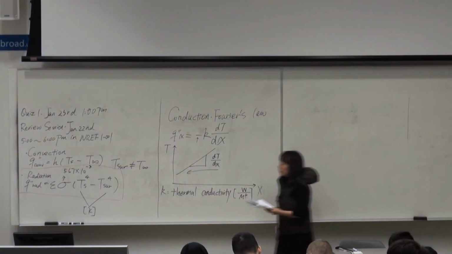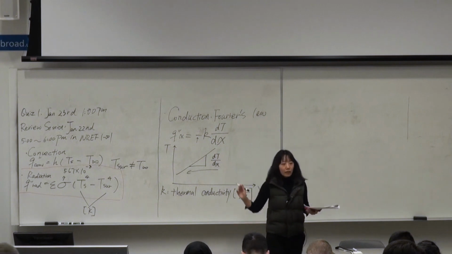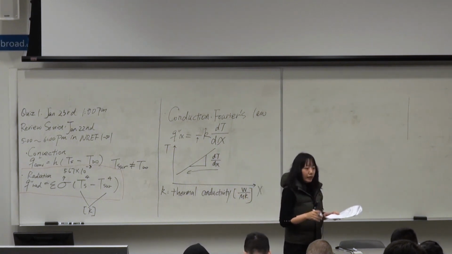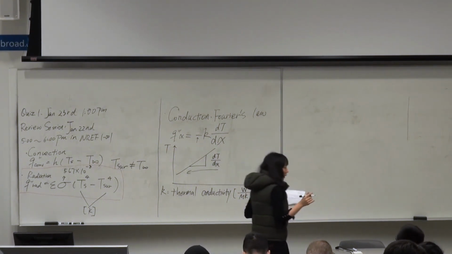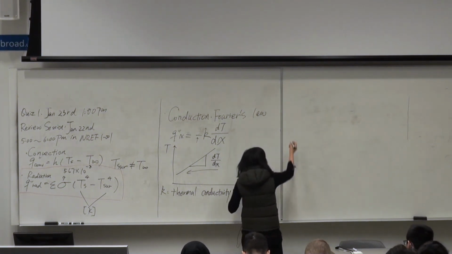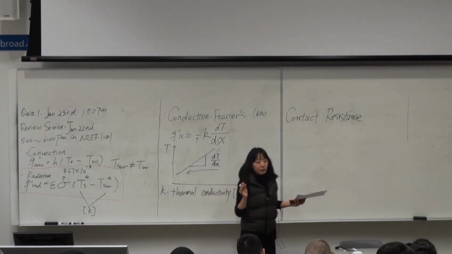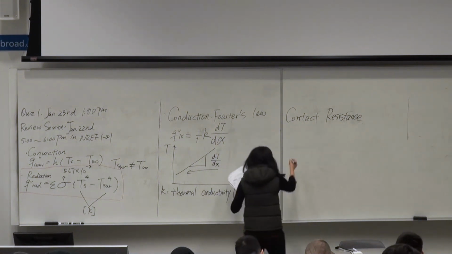And as we already know, convection, radiation, conduction, there is another mechanism listed in the lecture note, and it is a mixture of conduction and radiation. We call it contact resistance. Imagine we have two surfaces in touch with each other.